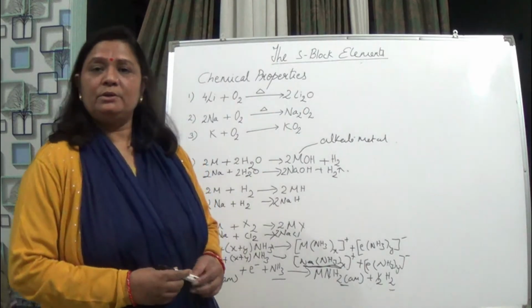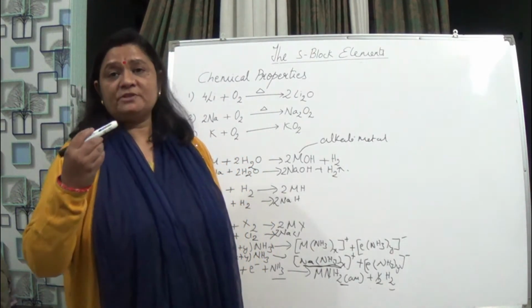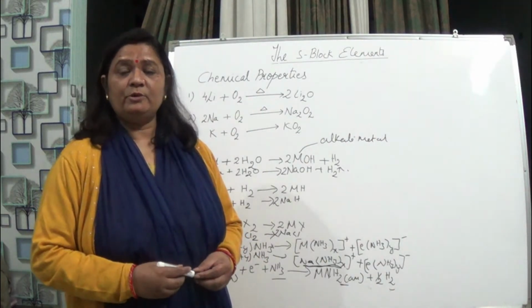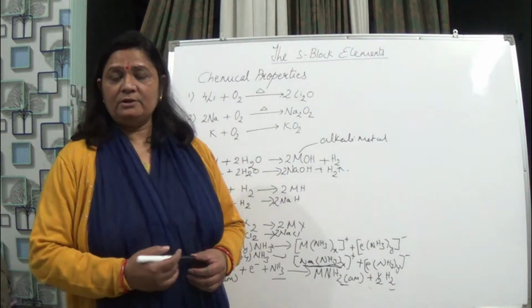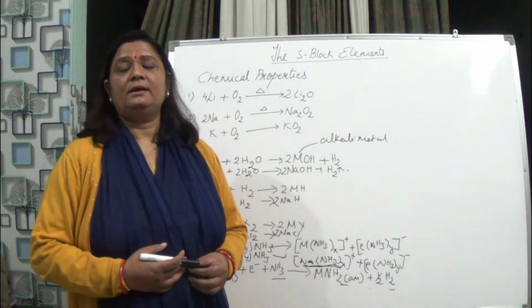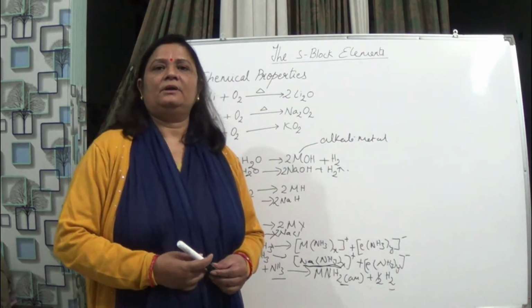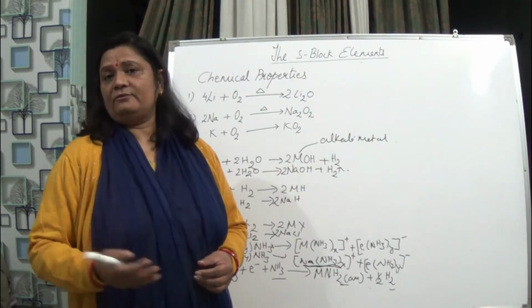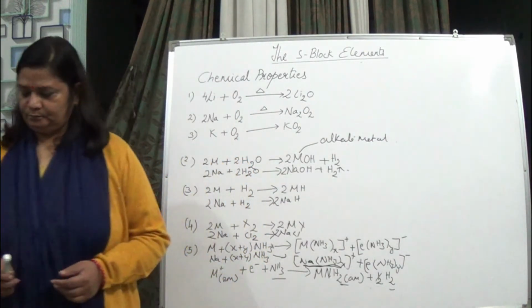Now talking about the uses of these alkali metals: lithium forms an alloy with aluminum and can be used in aircraft. Sodium can be used in vapor lamps, and in making synthetic rubbers and dyes. And in photoelectric cells, cesium can be used. So there are a number of uses of these alkali metals.